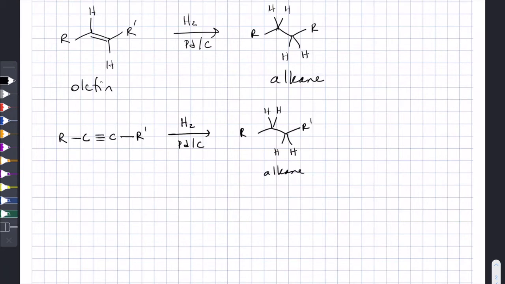Some of you may wonder, is it possible to just add one equivalent of hydrogen and stop at the olefin? And the answer is generally not. The olefin, once it forms, can go on immediately to react with any remaining hydrogen. And you run the risk of getting a mixture of products. And so generally we'll add an excess of hydrogen. Plus it's kind of hard to measure out a mole of hydrogen.